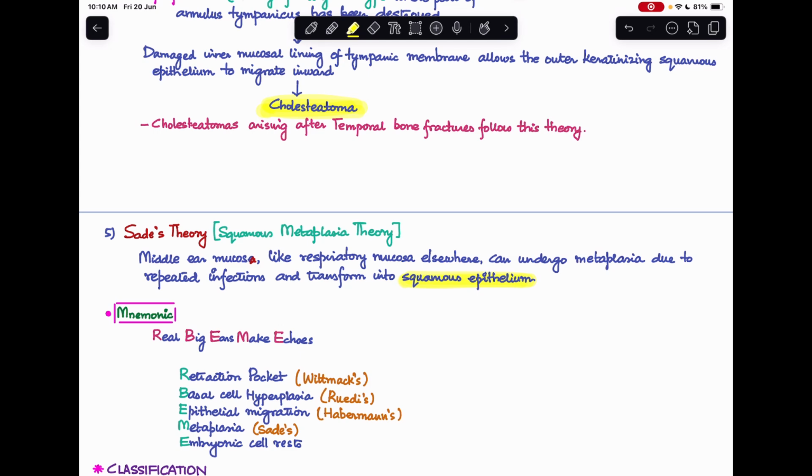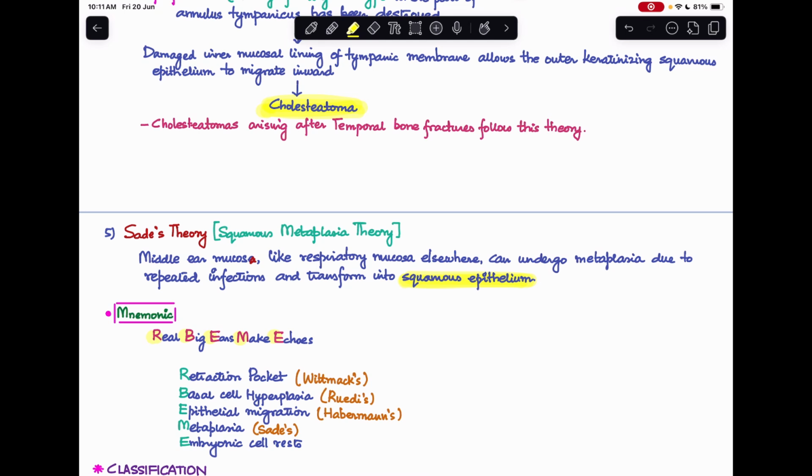Now, it might be a little difficult for you to remember the names of the theories exactly. So I have a small mnemonic that can help you with it. The mnemonic is: real big ears make echoes. The first letter of each of the 5 words will help you remember the theories.